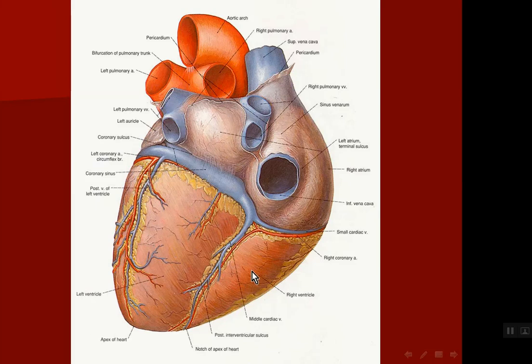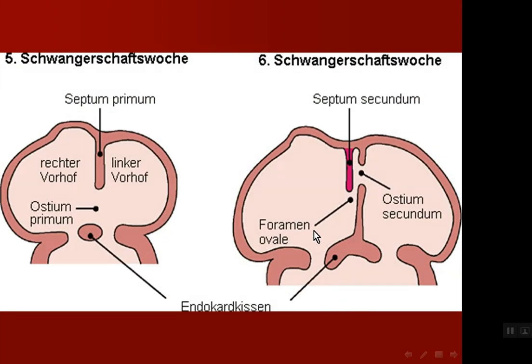This picture is taken from the posterior inferior side of the heart, so you can see the posterior aspect of the heart. It was a simple explanation about the heart circulation, but there are some notes.